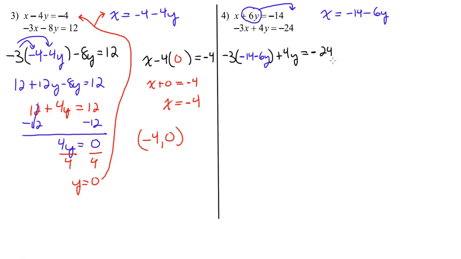And now we're going to solve for y. So let's distribute. Negative 3 times negative 14 is positive 42. And then negative 3 times negative 6y is positive 18y. And we bring down the rest of the equation. We can combine like terms. 18y plus 4y is 22y.